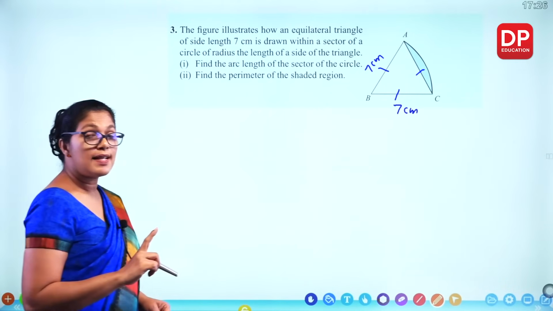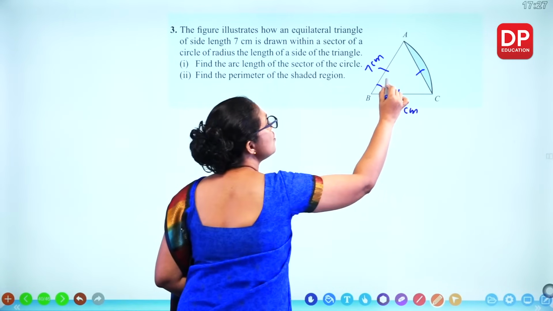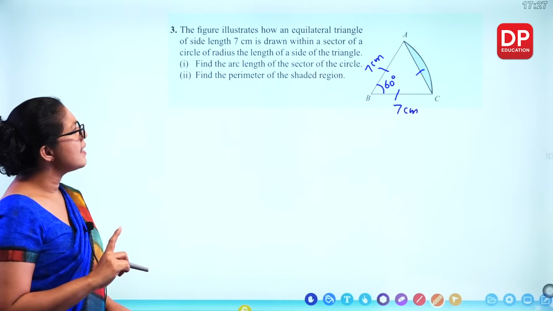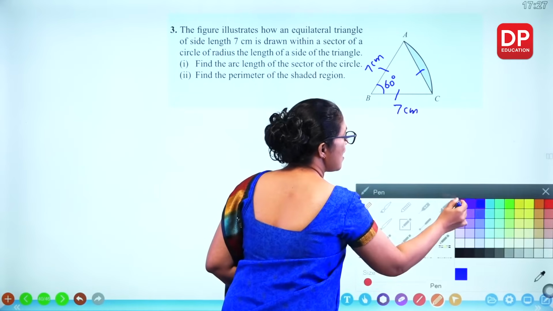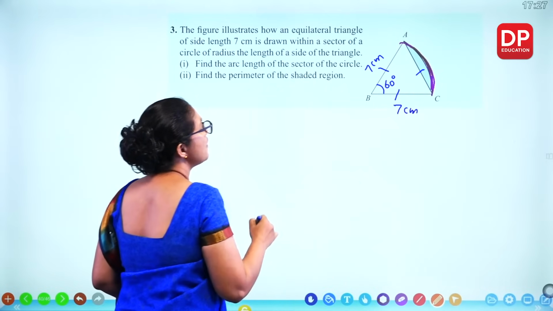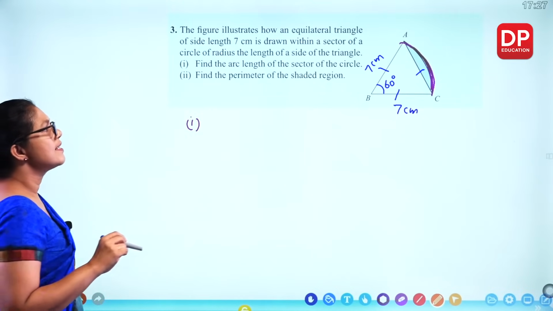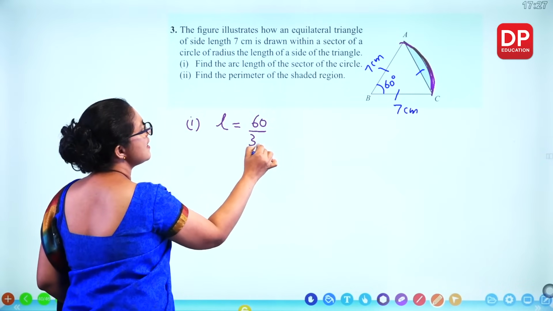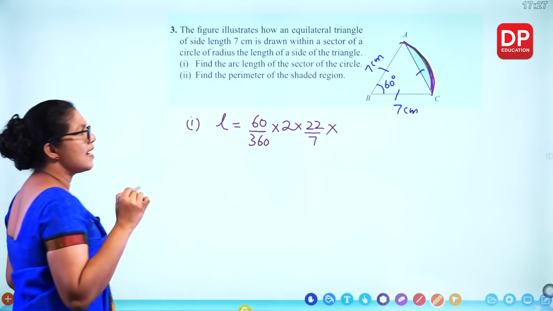Here, if this is an equilateral triangle, what is this angle? One angle is equal to 60 degrees. Now the first part, find the arc length of the sector of the circle. That means we are asking to find out this length. So how can we find out that length? We know the angle at the center is 60 degrees. So you can use straight away arc length is equal to 60 over 360 times 2 pi r, pi is 22 over 7. What's the r value?